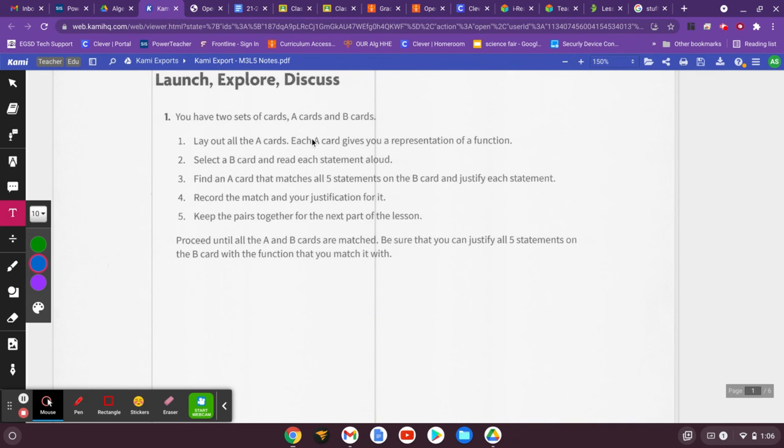So we'll have two sets of cards, A and B. If you have a set in front of you, you are going to lay out all the A's, and then we're going to figure out which B matches it. I'll do one online so you can see all of them in a row. And then we're going to find the match, tell us why we match it, and then we are going to answer some questions for it. So the B has 5 statements.